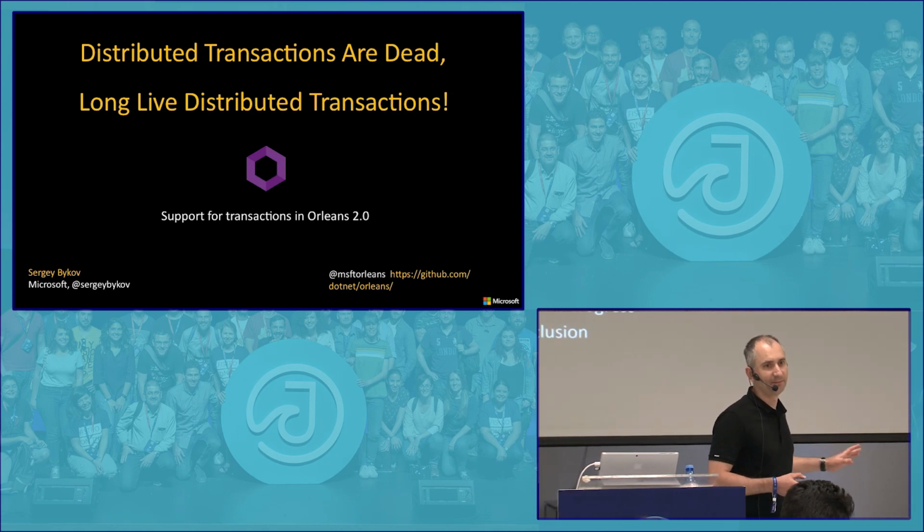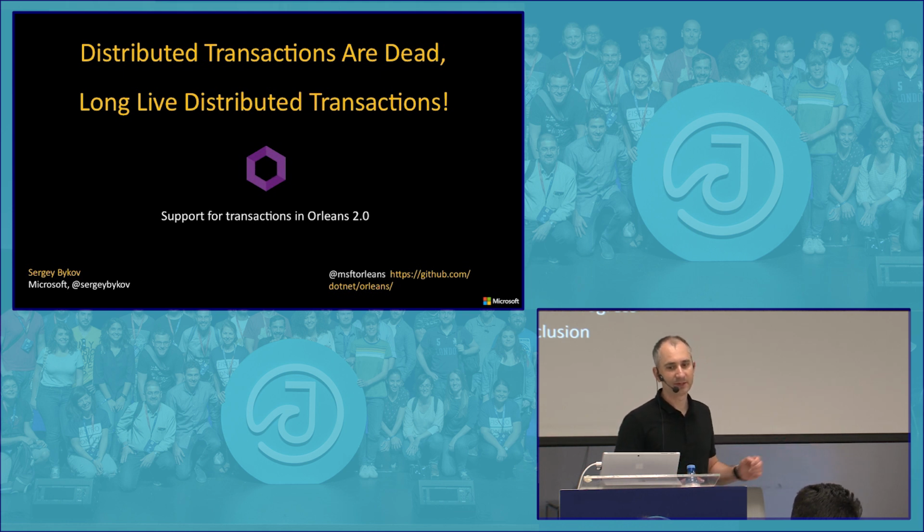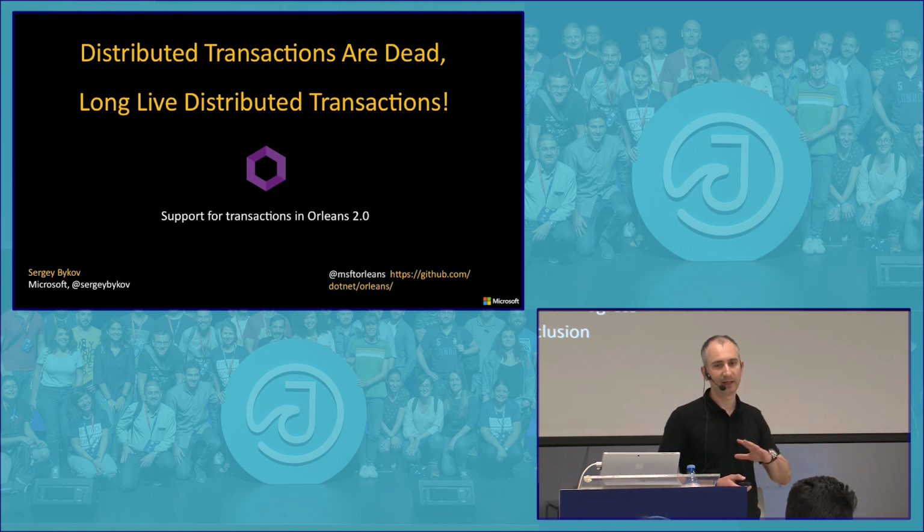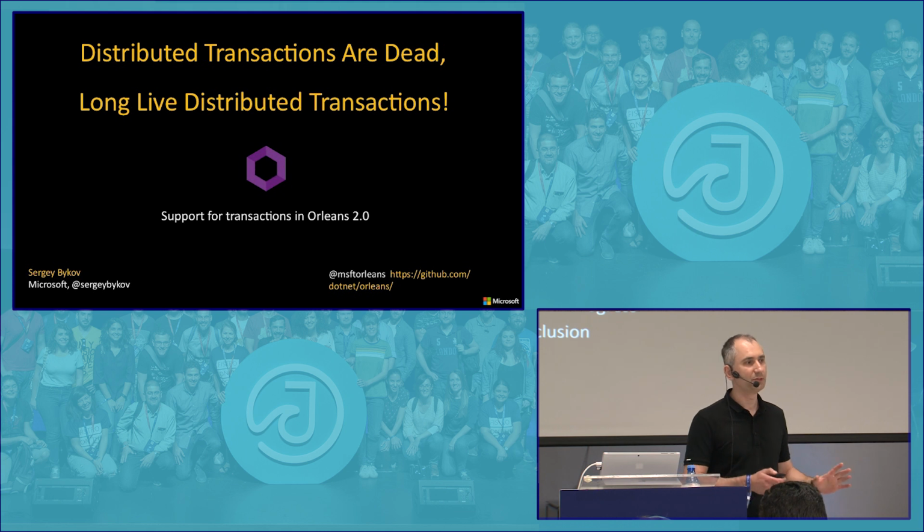So this is roughly the plan. I'm going to be talking about distributed transactions, starting with the basics, and then eventually go into what we do in Orleans with transactions and why and how. So let's start with the basics.